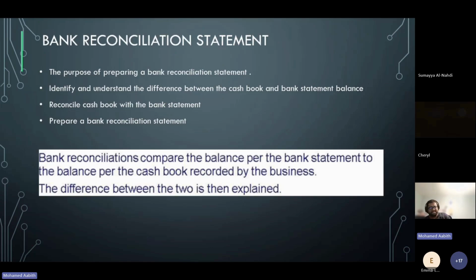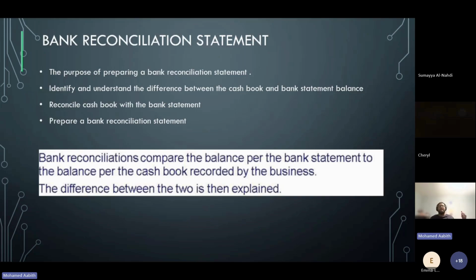What is the bank reconciliation statement? This is to identify and understand the difference between the cash book and the bank statement balances. You normally maintain a cash book within your business, but that cash book is your document.